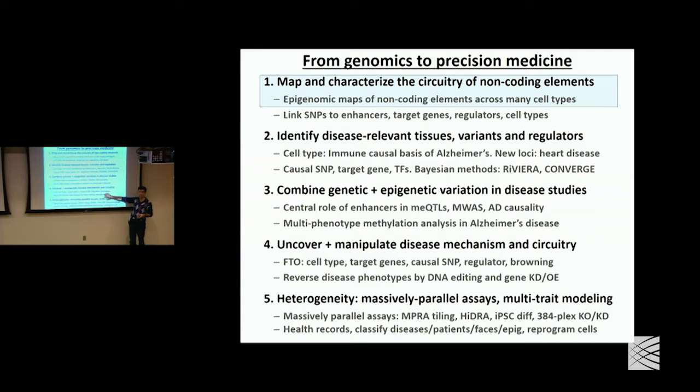And number four, how we can use all that knowledge to now go back to that very first slide of this FTO locus and figure out how we can understand the cell type, the target gene, the causal SNP, the regulators, and the mechanism.